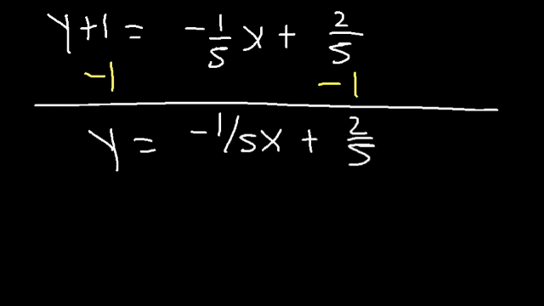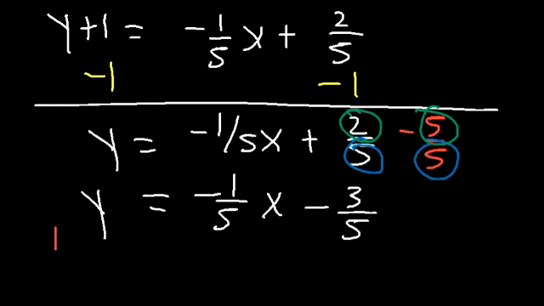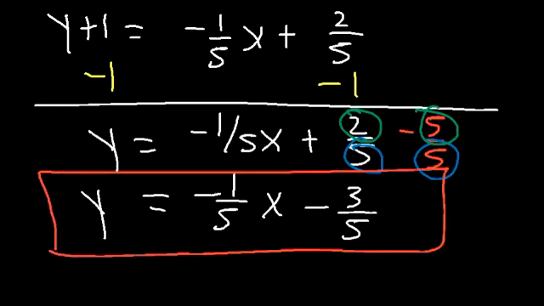Now, negative 1 is the same as negative 5 over 5, if we convert it so we can get common denominators. Negative 5 over 5, when you divide them, you get negative 1. And since the denominator is the same, we can now combine the numerators of the fractions. So 2 over 5 minus 5 over 5. Well, 2 minus 5 is negative 3, so this is going to be negative 3 over 5. So this is the equation in slope-intercept form.